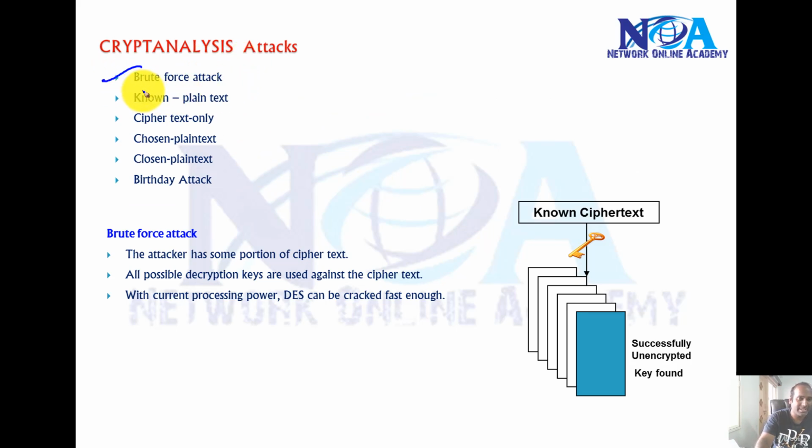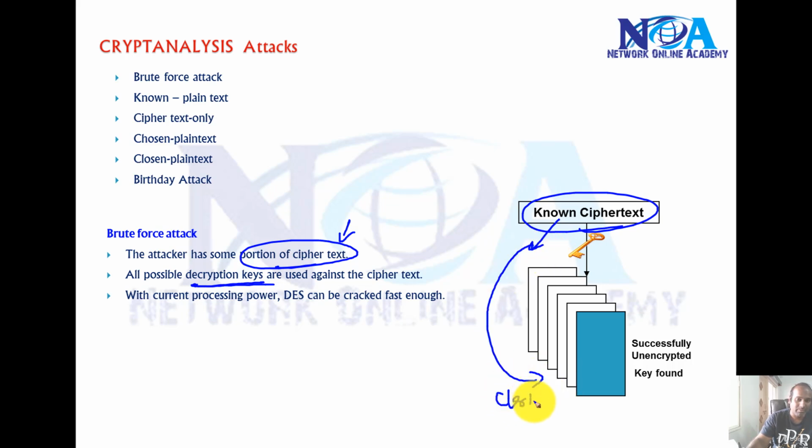There are brute force attacks. In a brute force attack, the attacker will have some portion of a ciphertext, and he will try to run all the possible decryption keys against that ciphertext and try to extract the clear text information. Of course, it is not going to be easy if you are using stronger encryption algorithms with more bits, but if you're using weaker encryption algorithms like DES, it can be cracked fast enough with current processing power.